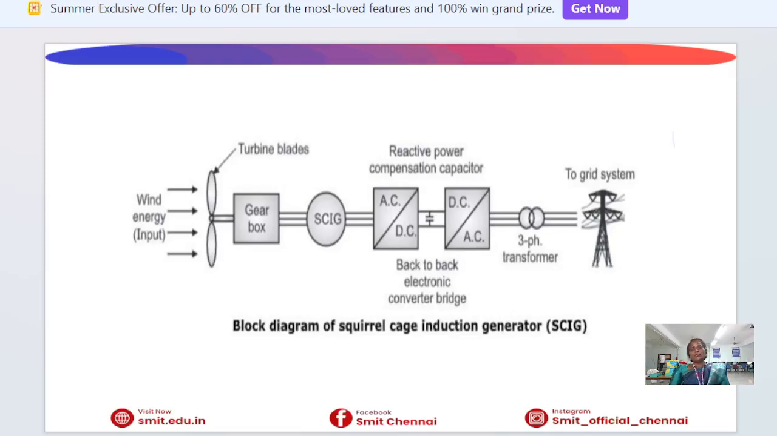The turbine blades capture the wind energy. The gearbox increases the rotational speed. The SCIG converts mechanical energy into electrical energy. The AC to DC to AC converter controls power flow. Capacitor bank supplies reactive power compensation. The transformer is used to step up voltage before grid connection. Grid is used to receive the generated electrical power.